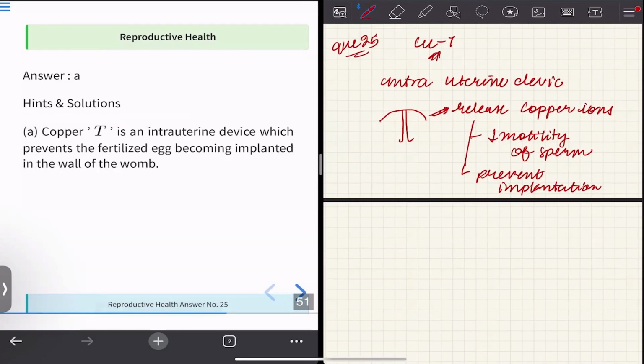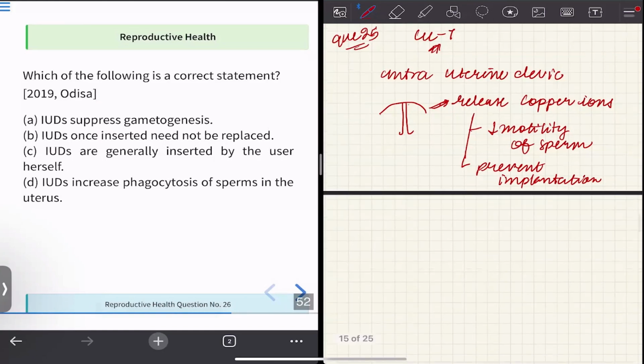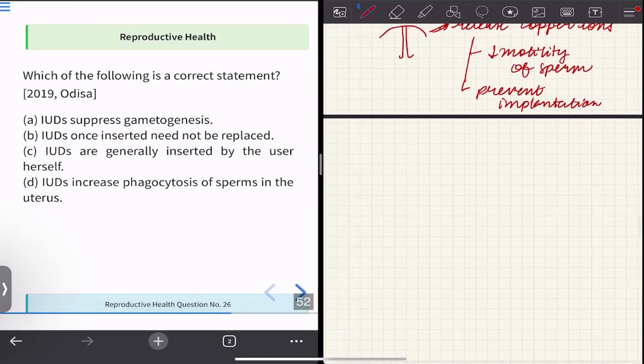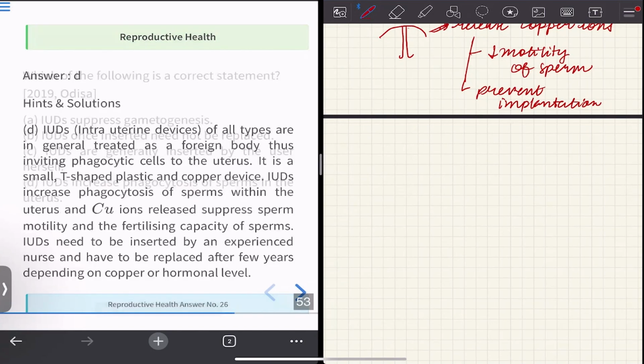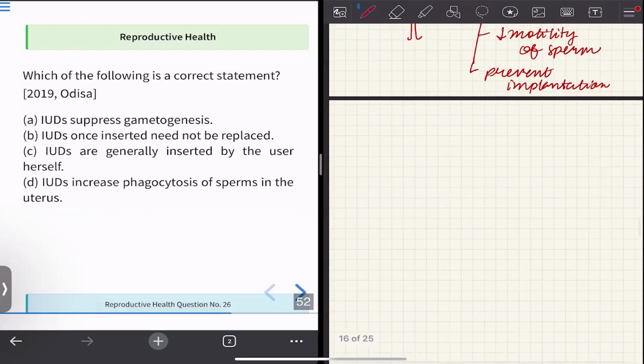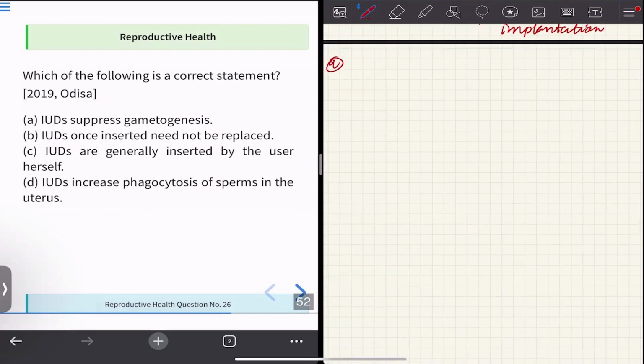Moving on next, we have question number 26, which of the following is a correct statement? We have intrauterine devices. Do they suppress gametogenesis? No. Intrauterine devices have no effect on gametogenesis.